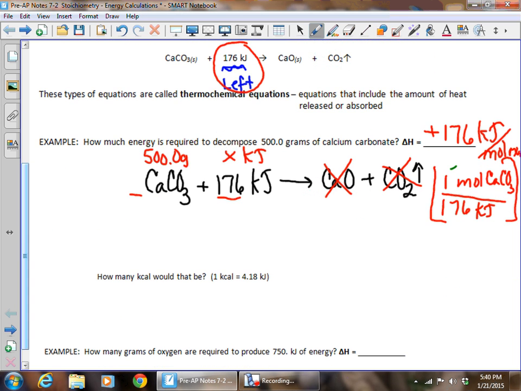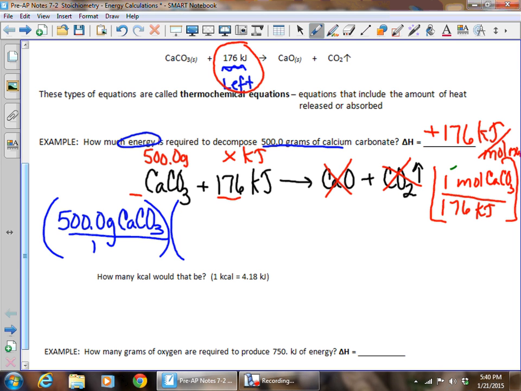We're going to start the problem with what we know. We know we've got this much calcium carbonate. We're trying to find the energy. So 500 grams of calcium carbonate. We can't use that ratio yet because we don't know how many moles of calcium carbonate we have. We need it to be in moles first, as always. So we look at the molar mass of calcium carbonate, 1 calcium, 1 carbon, and 3 oxygens, and we get that there are 100.09 grams of calcium carbonate per mole of calcium carbonate.